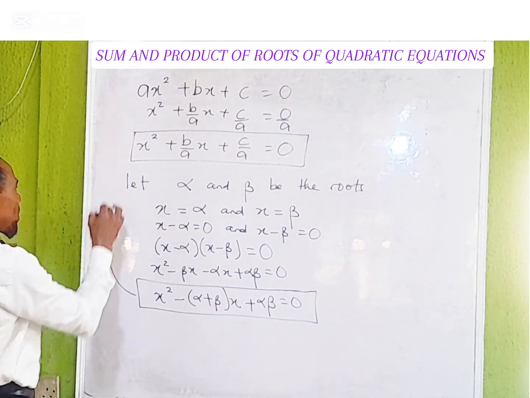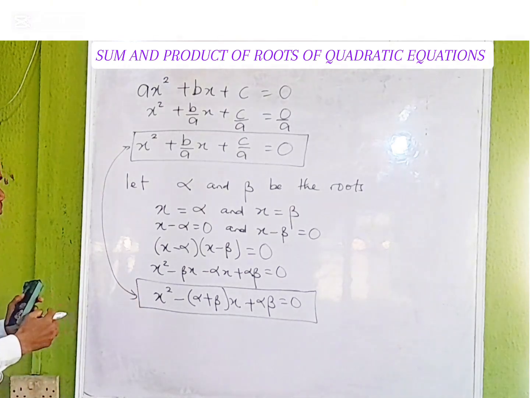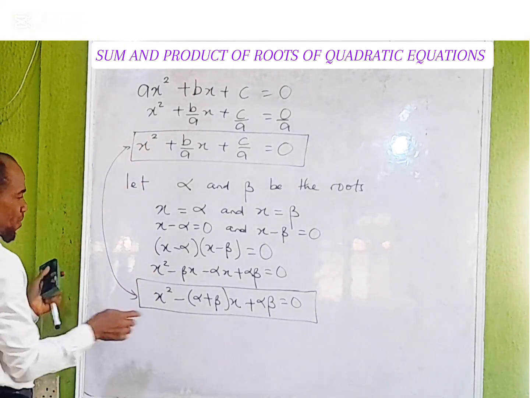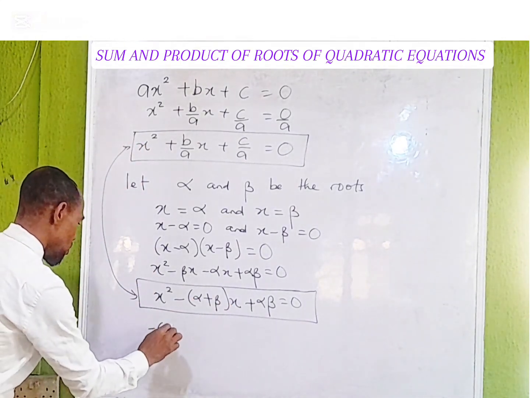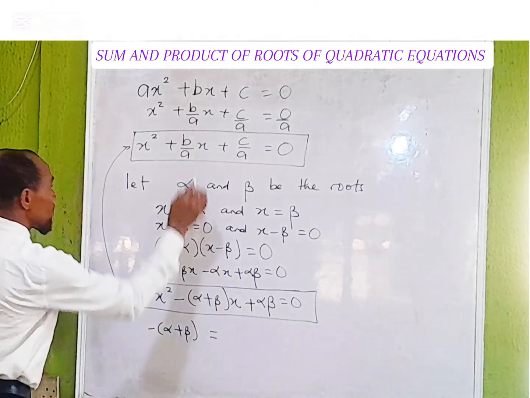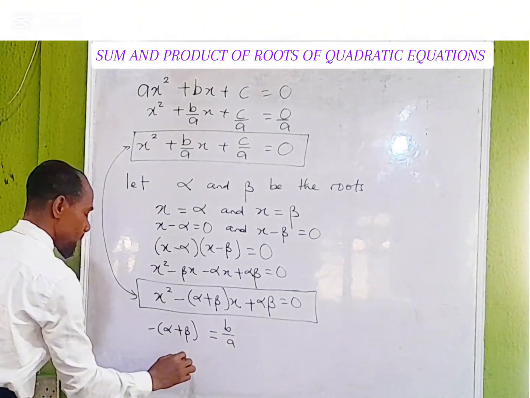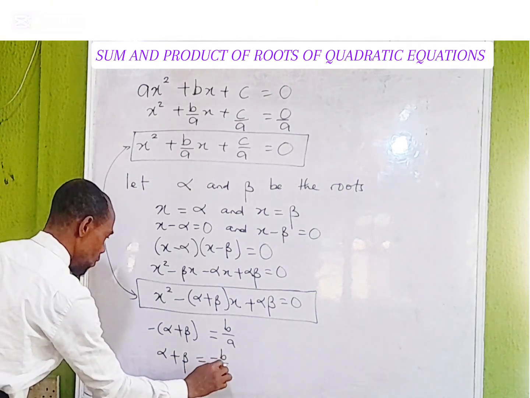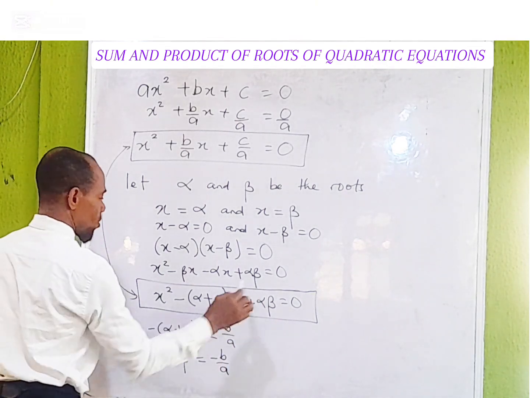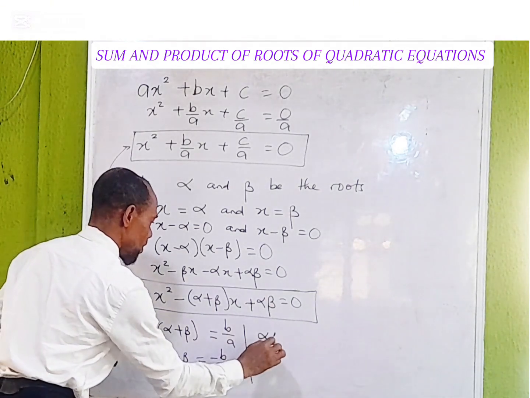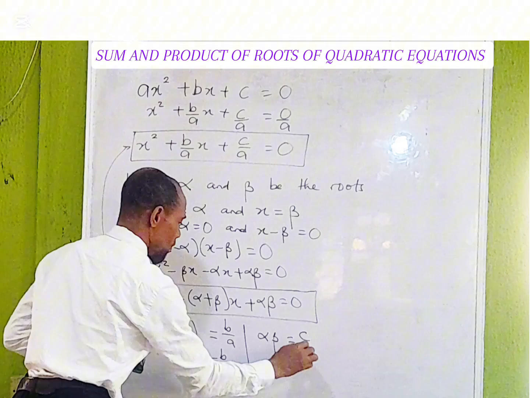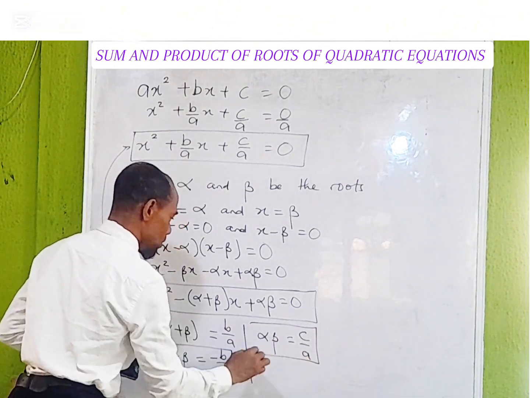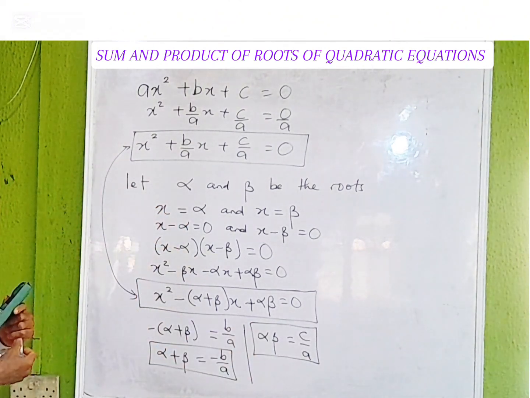So let's do a simple comparison between these two equations now, term by term. For the x squared, we have coefficient 1 here, likewise 1 here. For x, the coefficient there is minus alpha plus beta, and the coefficient there is simply b over a. Hence, I can say then alpha plus beta equals minus b over a. Then lastly, the constant being compared, alpha beta here, will necessarily be the constant there, c over a. These are very important tools that will be needed in subsequent work in this aspect of this topic.